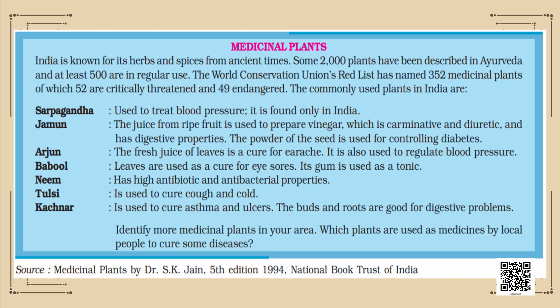Next we have Babool. You must have heard this name, children. Leaves of this plant are used as a cure for eye sores. Its gum is used as a tonic. Then we have Neem. It has high antibiotic and antibacterial properties. Next we have Tulsi plant, which is very common. It is used to cure cough and cold. Next we have Kachnar. It is used to cure asthma and ulcers. The buds and roots are good for digestive problems.